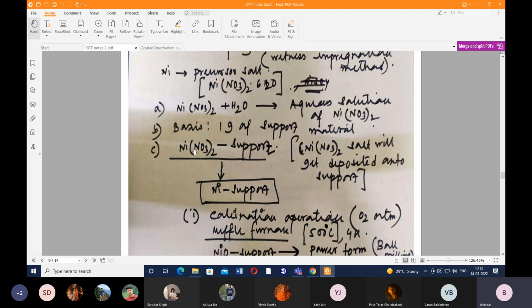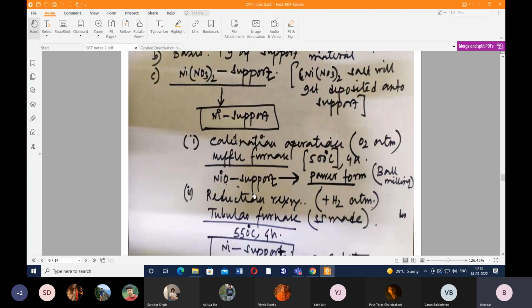There have to be 2 different steps, right? First of all, we will decompose this nickel nitrate into nickel oxide, that means NiO. In the next step, we will reduce the nickel oxide produced in the first step into its elemental form, that means nickel on a support. So this would be our catalyst. Let me go one by one.